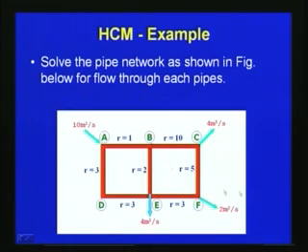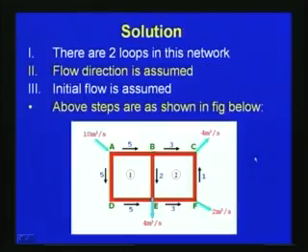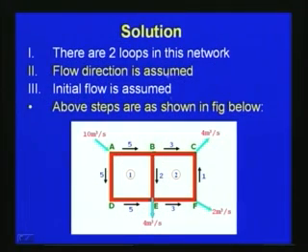So, we want to find out the flow distribution in each pipe for this given network. As we discussed earlier, the solution: here we can see that there are 2 loops in this network. We assume the flow direction like this.